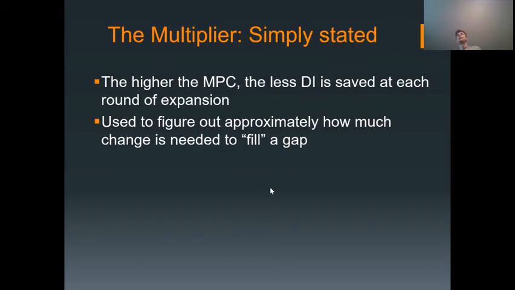So if you are in a recession and your spending dropped by $1 billion, you don't need to spend $1 billion if you're the government. You need to spend considerably less than that, depending on how much your multiplier is. So that's the purpose of the multiplier.